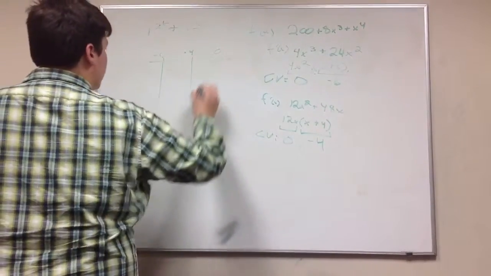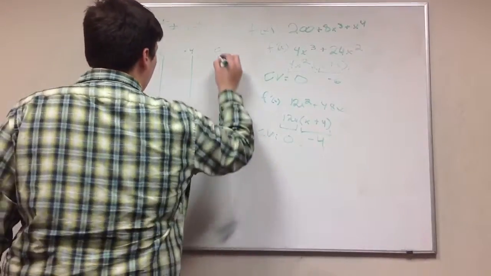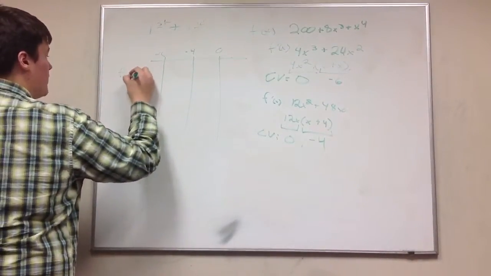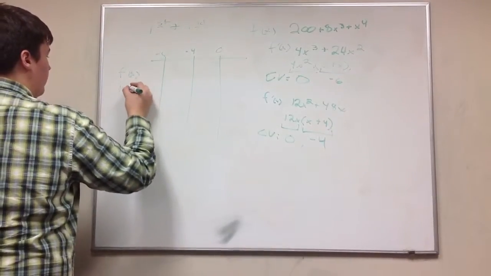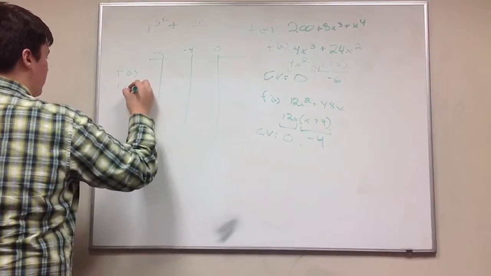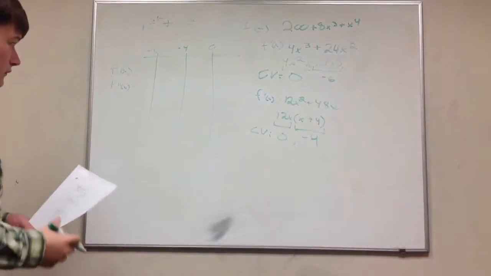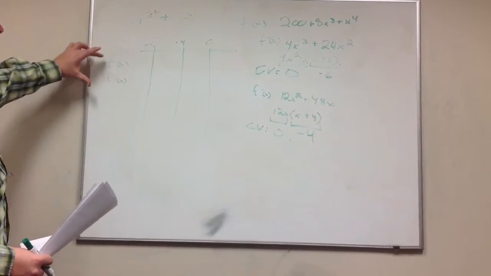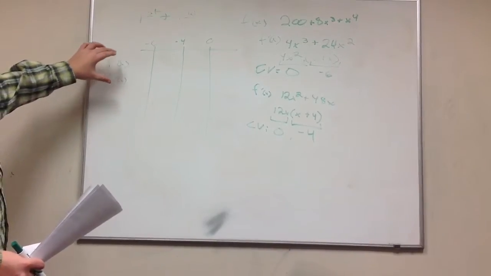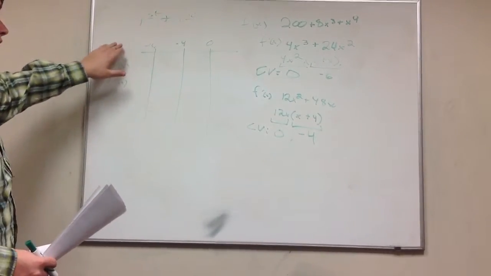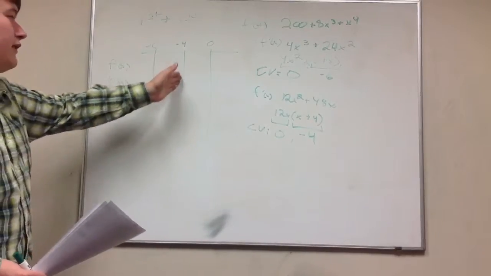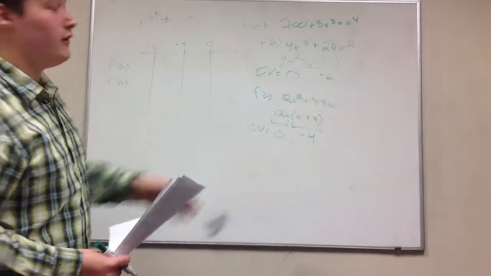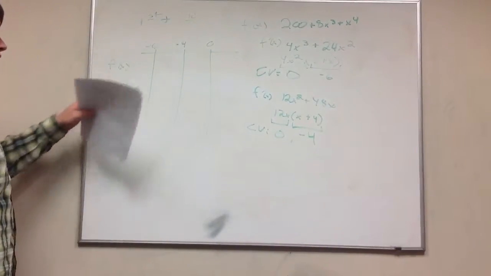Now we're going to make these into a table. And we're going to do f prime of x over here and f double prime of x over here. Now this will be able to tell us if f prime of x is positive before negative 6, in between negative 6 and negative 4, in between negative 4 and 0, and after 0. And also the same with f double prime.